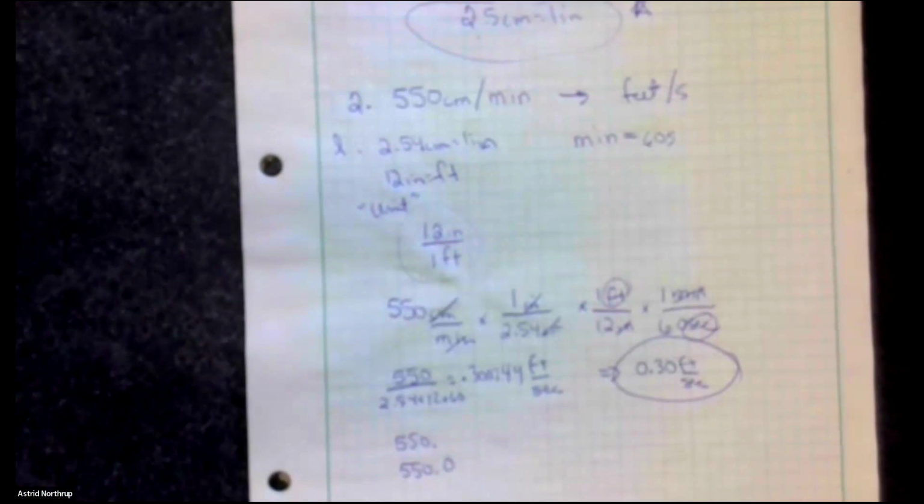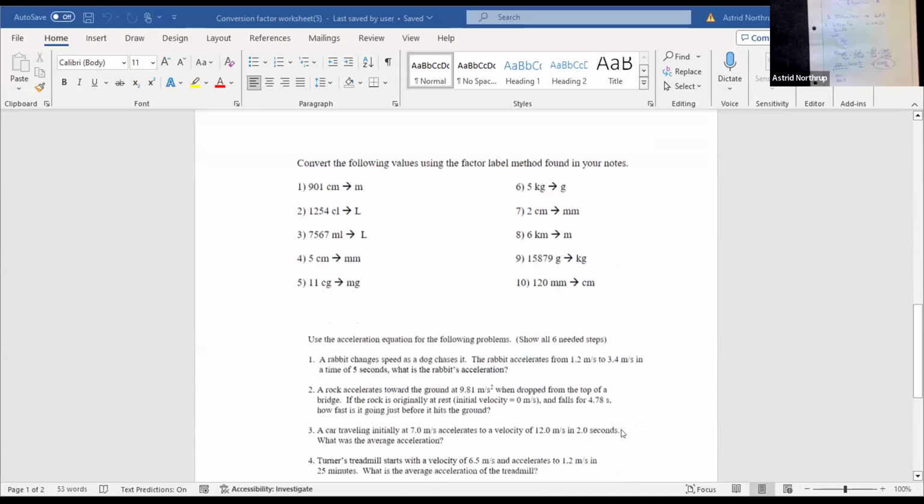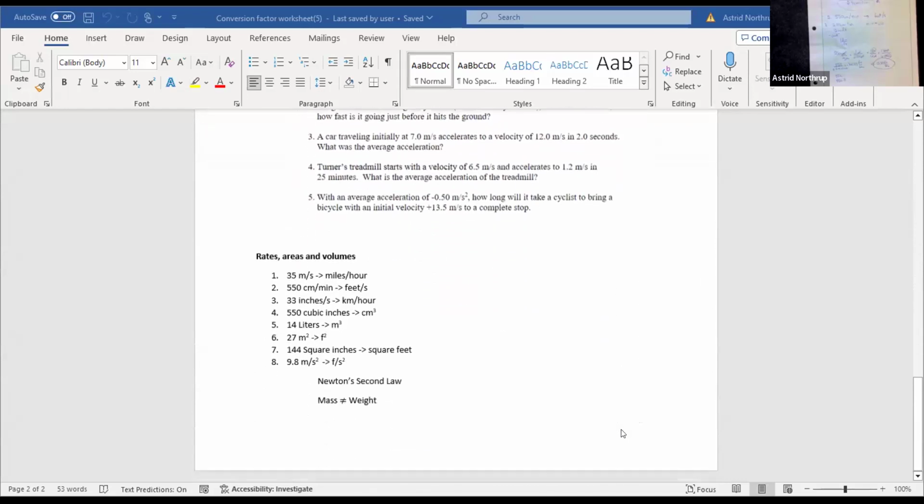So the next one that I would like to show you is when we have an area or a volume. All right, let's take a look at 27 square meters into feet squared.